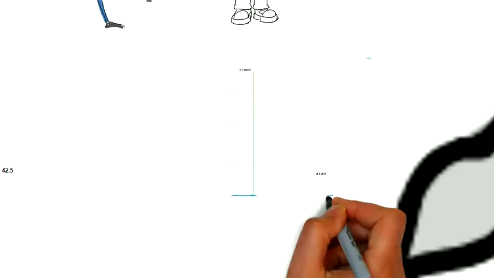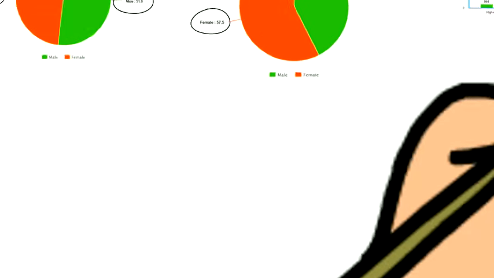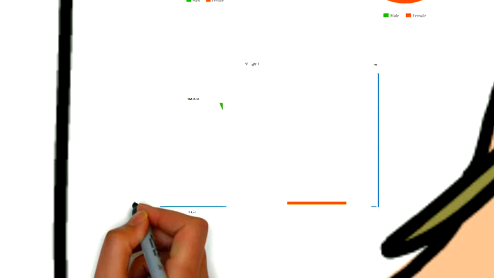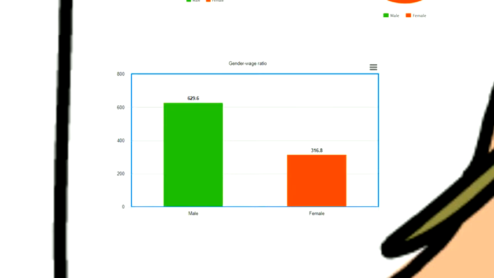In the case of high-ranked officials, the number of men is 2.5 times more than women. When looking at medium ranks, the number of men is approximately 4 times more than women. However, the number of low-rank officials who are men is slightly less than women. As you see, the reality in the civil sector is horrifying. Unfortunately, the problem doesn't end there. The wage ratio of all available jobs in the market shows us that men earn twice as much as women.